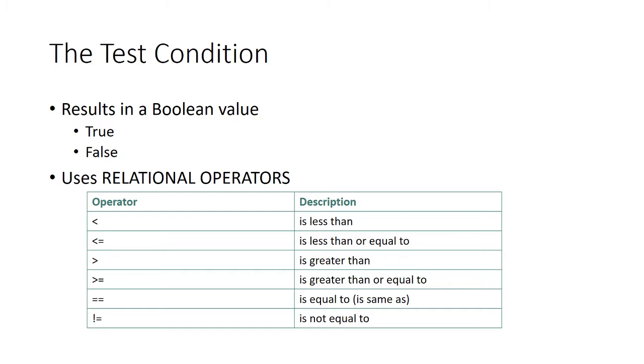Now, when we're working with our test condition, our condition is always going to result in a Boolean value. It's either going to evaluate to true or evaluate to false. And in order to create these comparison conditions, we usually use a relational operator. Of course, we have the standard relational operators when we're working with Java: less than or equal to, greater than or equal to, and not equal.